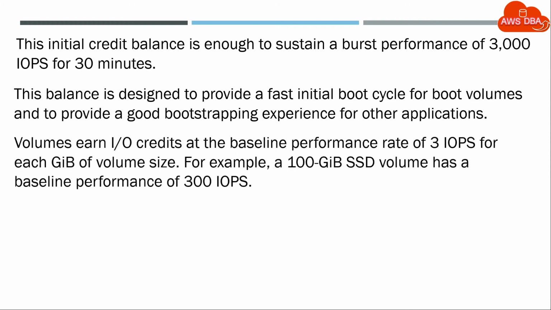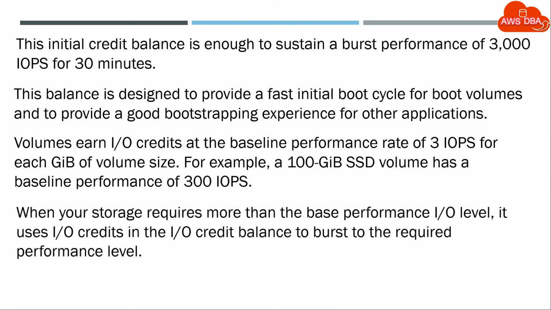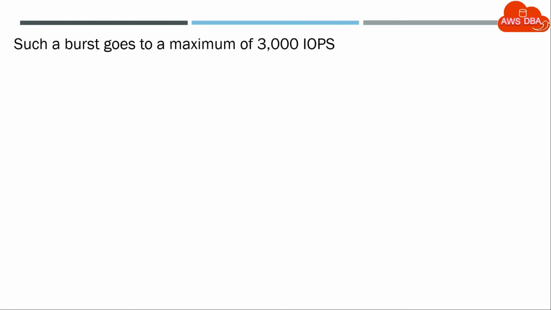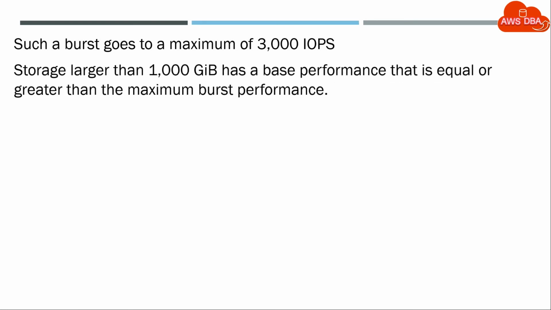Volumes earn I/O credits at the baseline performance rate of 3 IOPS for each gigabyte of volume size. For example, a 100 GB SSD volume has a baseline performance of 300 IOPS. When your storage requires more than the base performance I/O level, it uses I/O credits in the I/O credit balance to burst to the required performance level. Such a burst goes to a maximum of 3000 IOPS. Storage larger than 1000 GB has a base performance that is equal to or greater than the maximum burst performance.